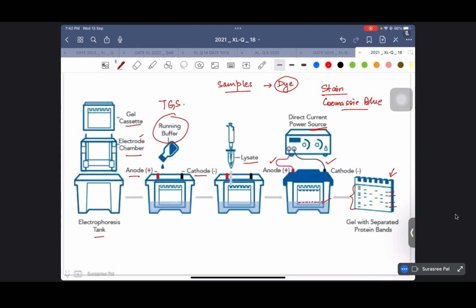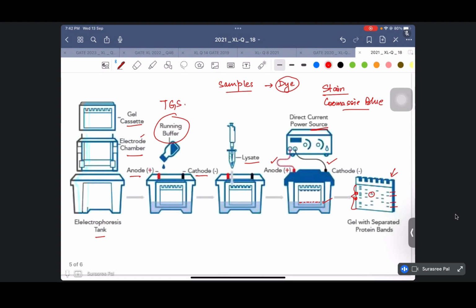According to the molecular weight of the marker, you will be able to identify which is your protein of interest. Suppose your protein is 50 kilodalton in weight, and according to the marker, this is 40 and this one is 50, and you notice that your protein band is here. That band formed with respect to 40 or 50 is your protein of interest, because you would know the molecular weight of your protein. So that is how the whole SDS-PAGE is done.